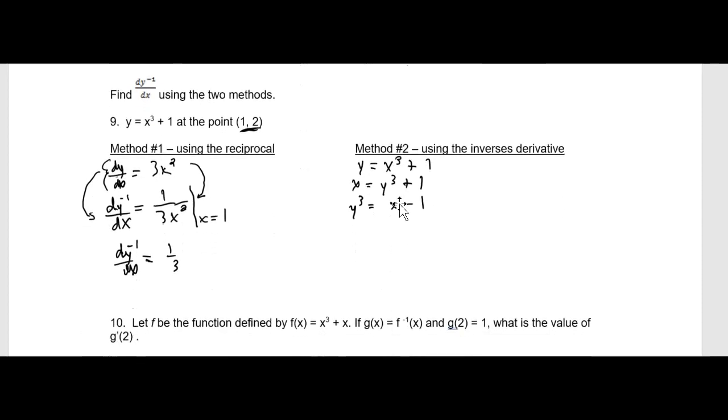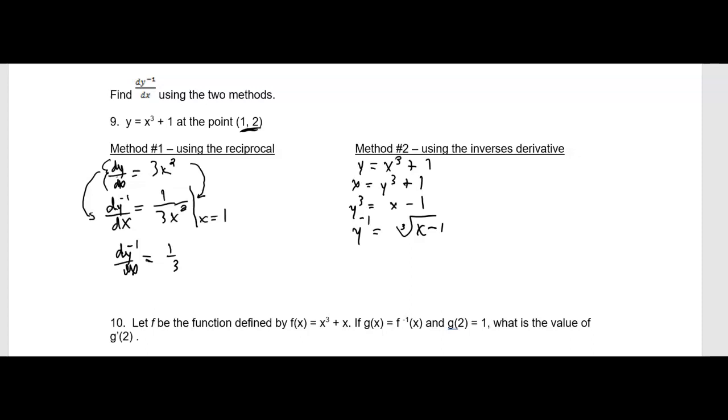All right, let me check this. Yeah, so y cubed is equal to x minus 1. And then we would continue solving for y. Take the cube root of both sides. Once we've solved for y, that is your inverse.